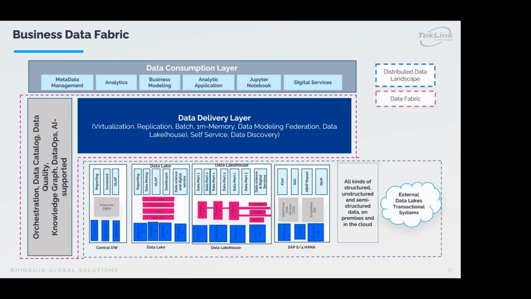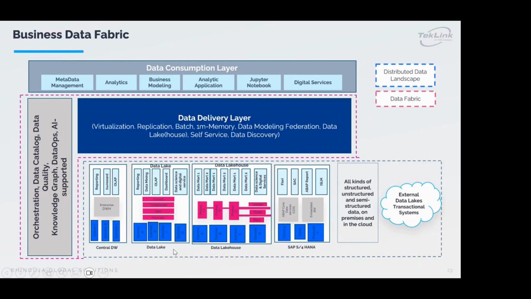So this is a high-level architecture flow for the business data fabric. The top layer is the consumption layer, which has different reporting and dashboard tools, as well as different applications and services like Jupyter Notebook and data services. All that will be part of the data consumption layer. We start with the bottom layer, where we have different domains or sources, such as an enterprise data warehouse, where the ETL is done directly and used for reporting and dashboards.